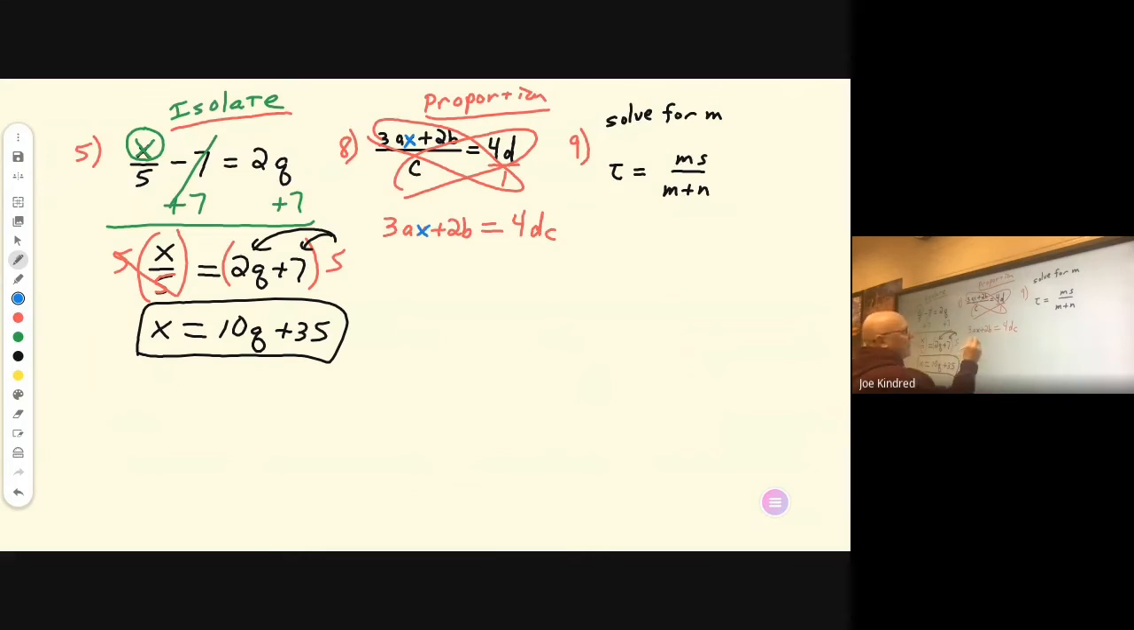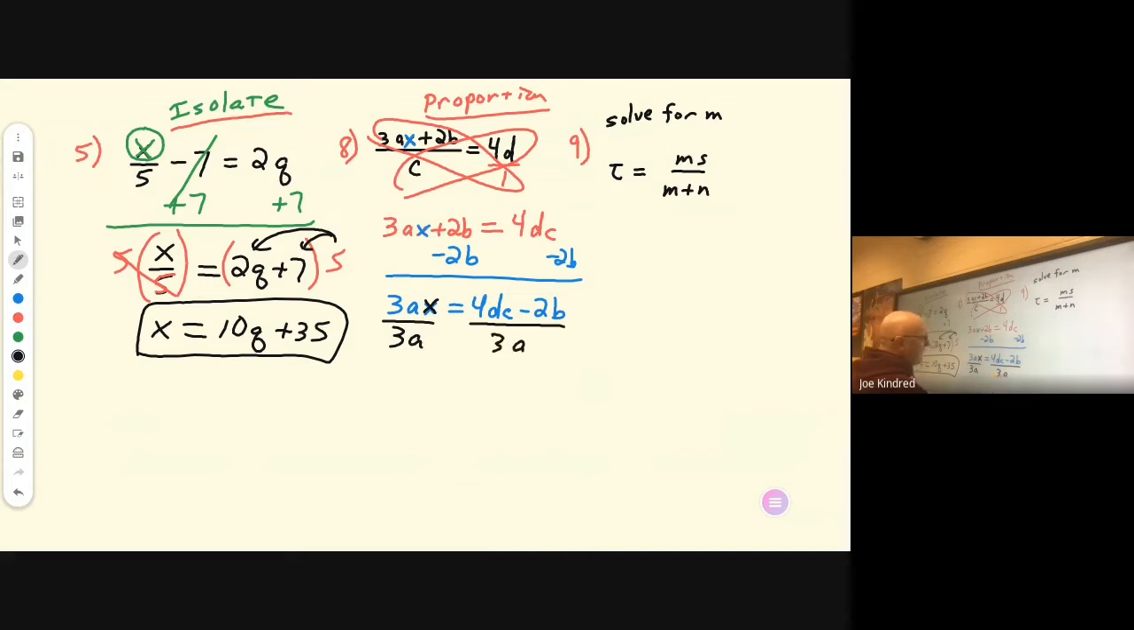Here we go. Let's solve by, first of all, subtracting 2b on both sides. And then since I am solving for x, I'm going to divide by 3a on both sides. And believe it or not, x is equal to 4dc minus 2b all over 3a. And that's the answer.